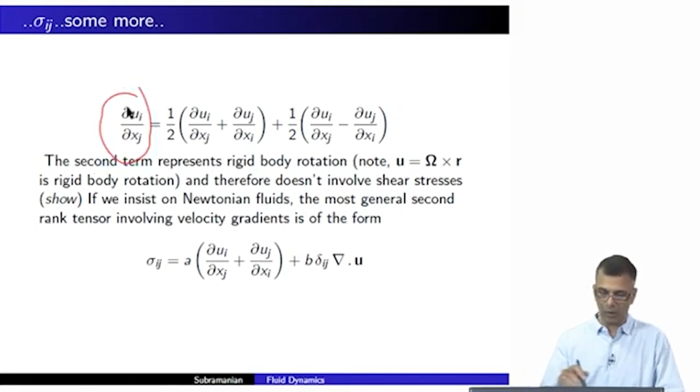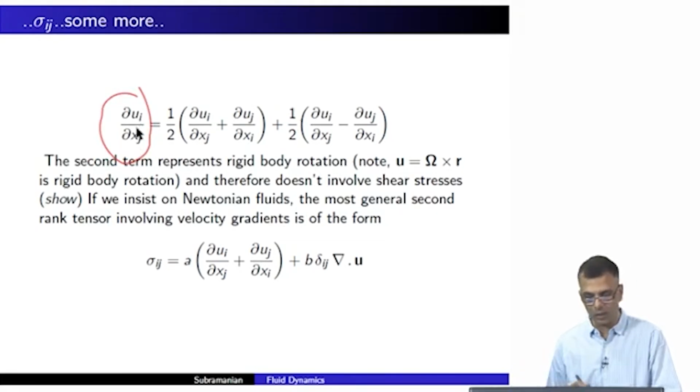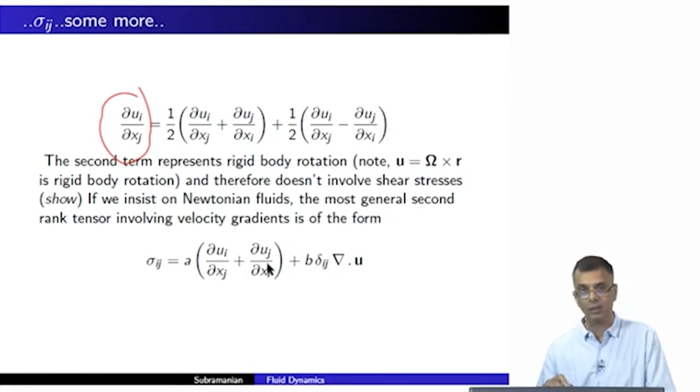second rank because it has two indices, i and j, involving velocity gradients, is of this form. I do not want something that looks like this. I only want something that has a plus sign. You can see that by way of dimensions, the dimensions of this divergence and this are the same, except there is a delta ij here and there is no delta ij here. That is the only difference.